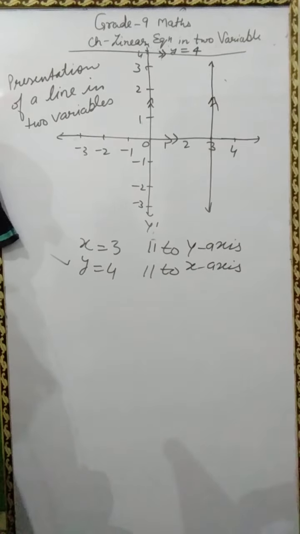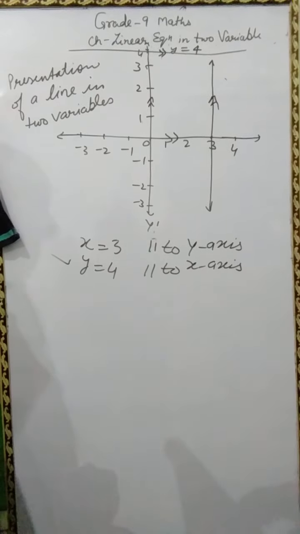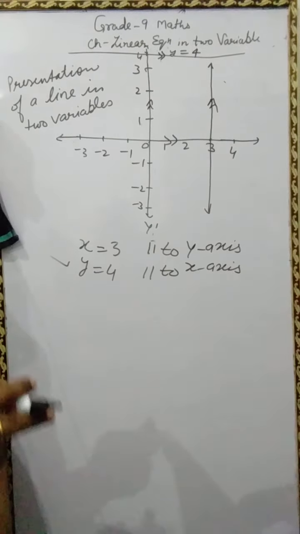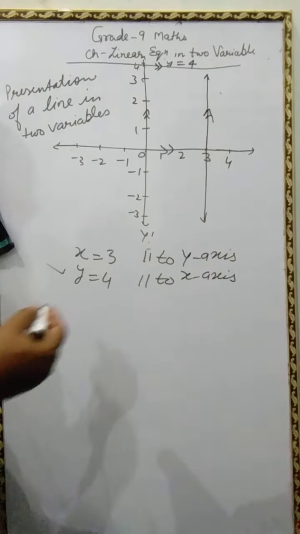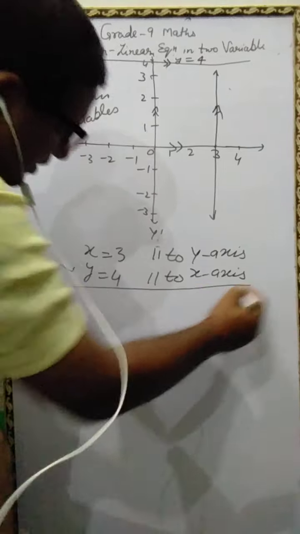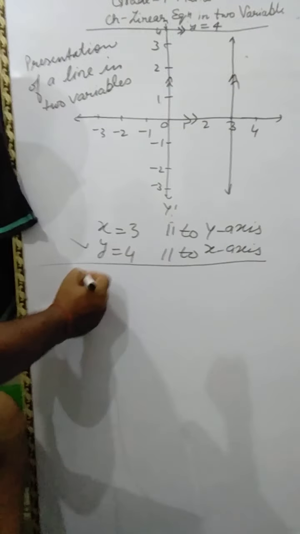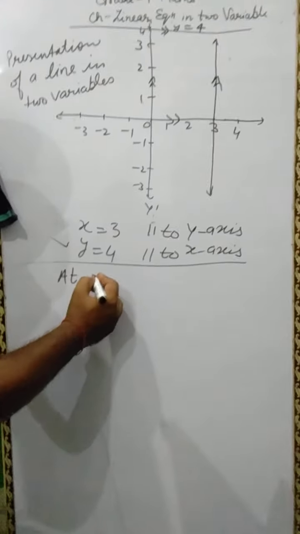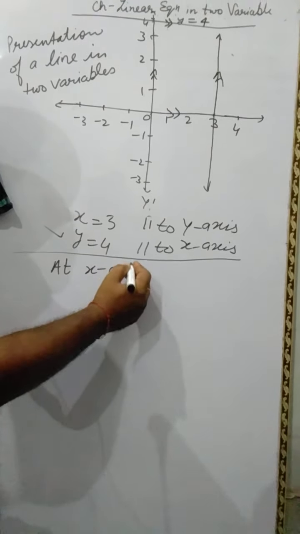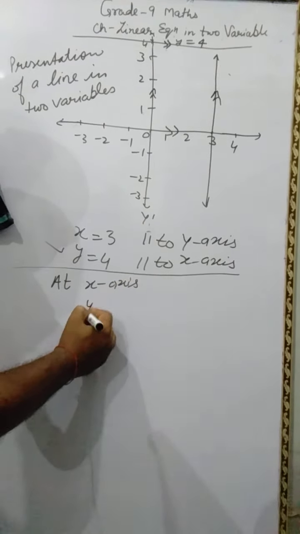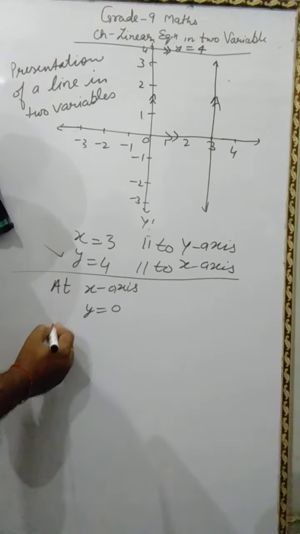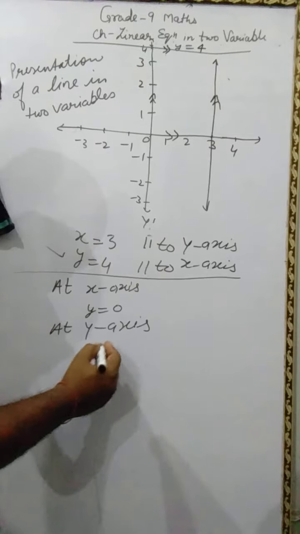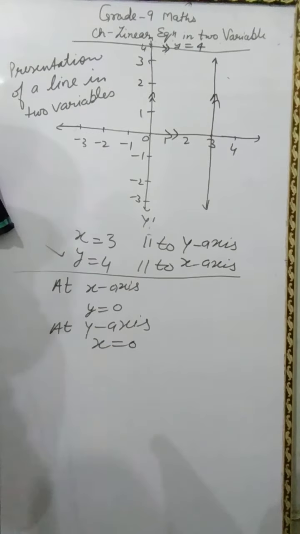Some more points are there which I would like to discuss with you all. If a point is given in such a way that it lies on the x axis, then remember this point: on the x axis y equals 0, and on the y axis x equals 0.